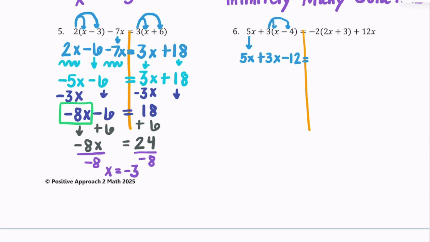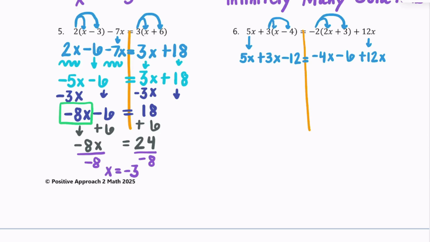And then if I were to ask you what we have to do on that right-hand side, hopefully you would recognize, oh, we have to distribute on the right-hand side as well. -2 to everything in parentheses. It does not go with that 12x because that is outside of the parentheses. So we will just bring that down. -2 times 2x is -4x. -2 times 3 is -6. And then I'm going to bring down the 12x.